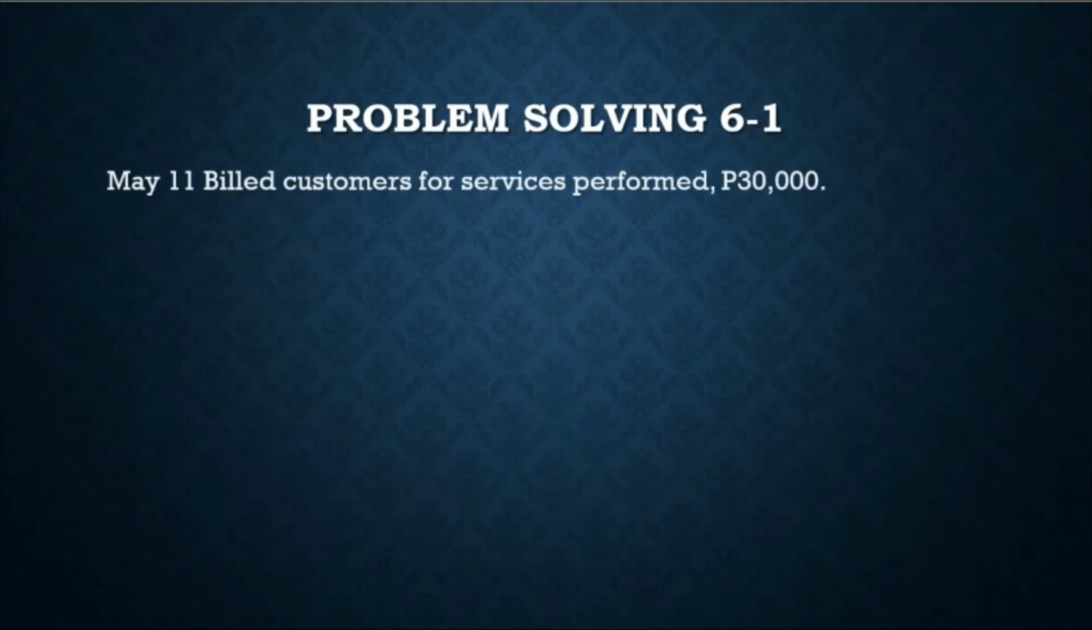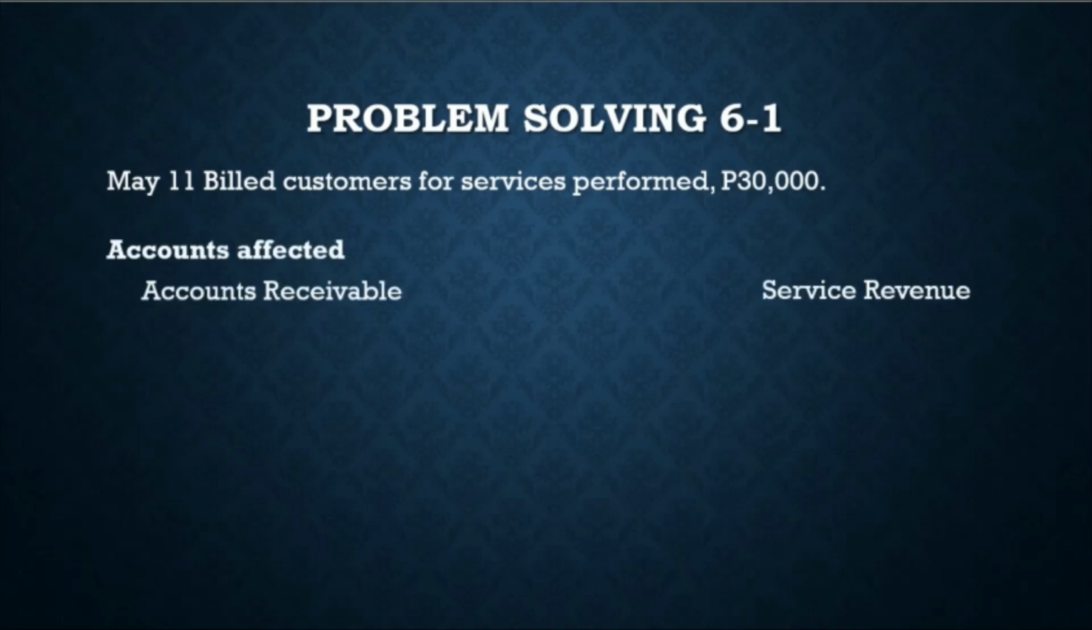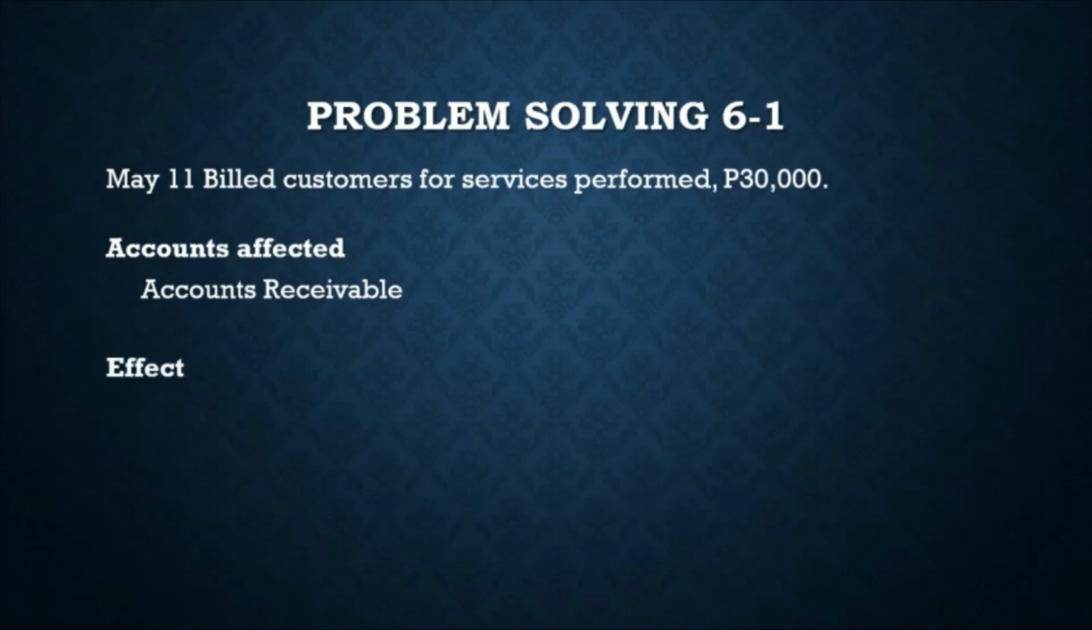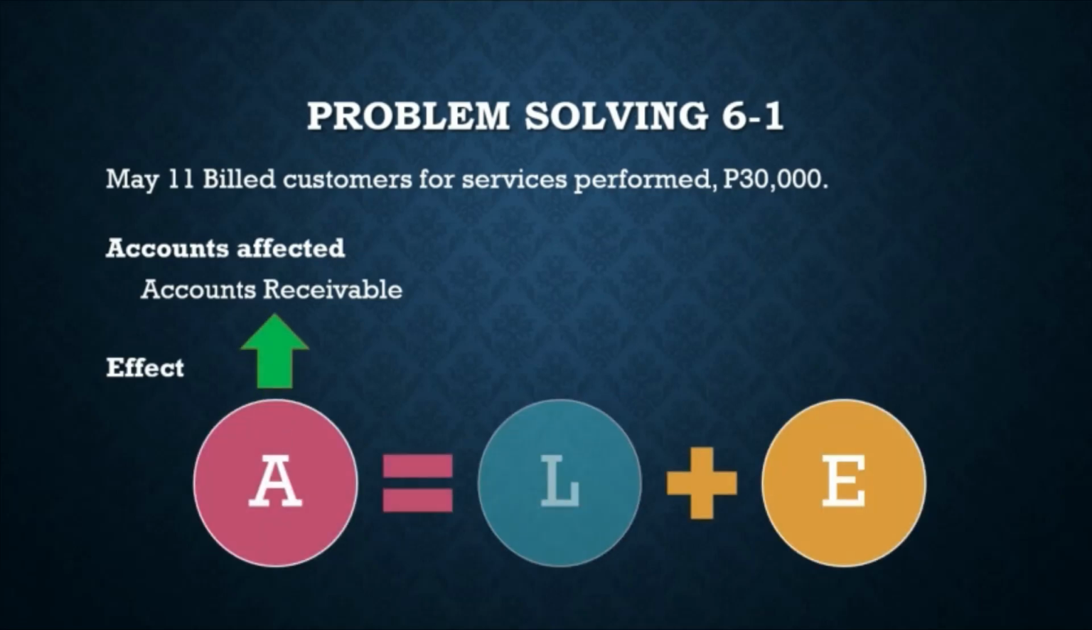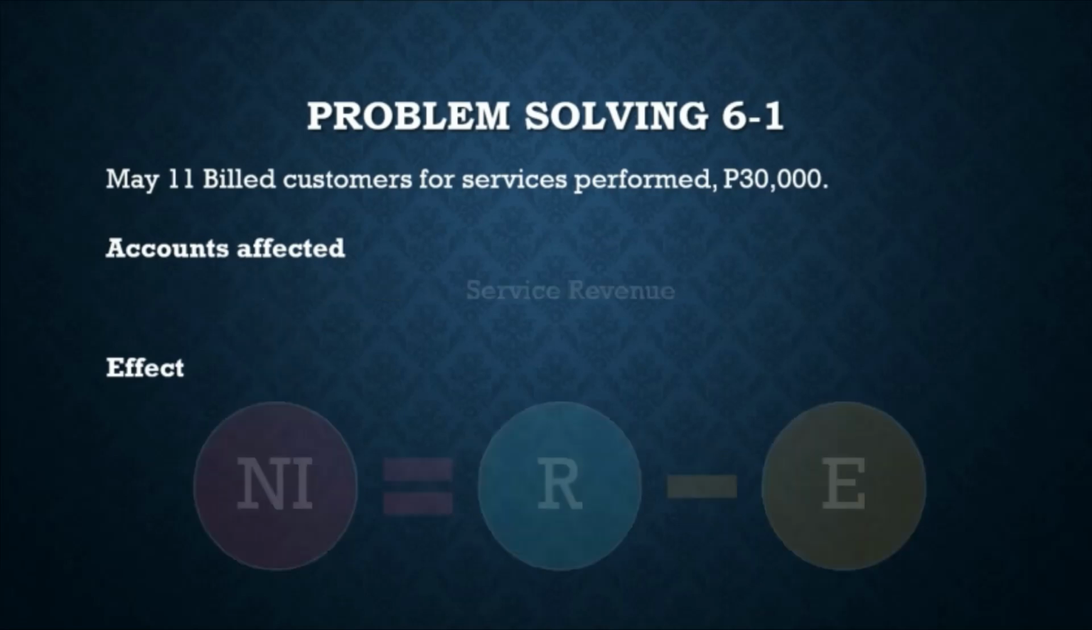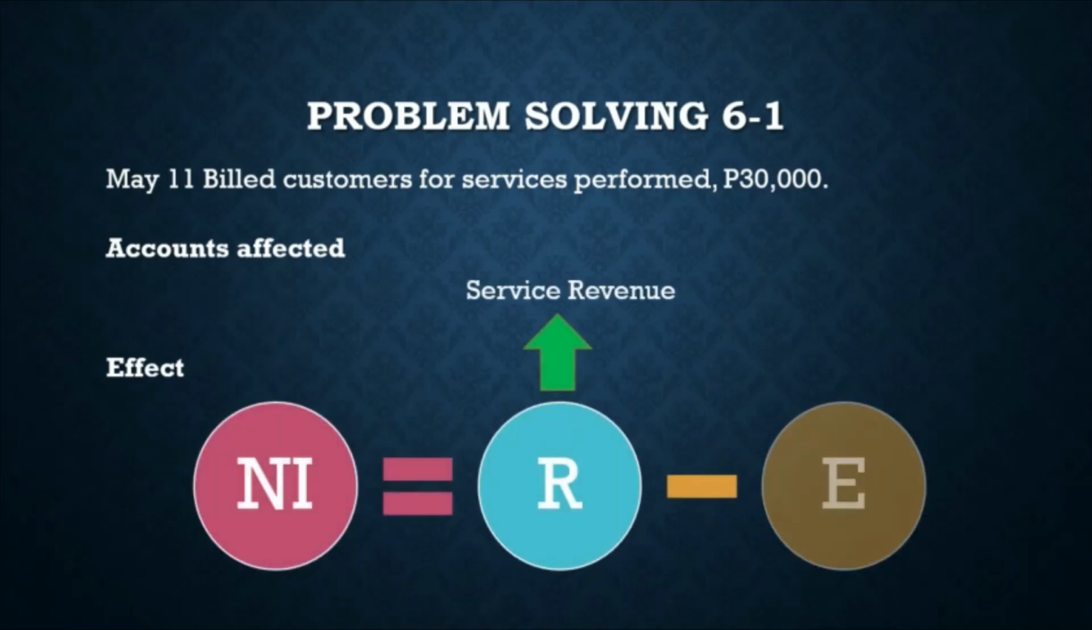The next transaction naman is on May 11, billed customers for services performed amounting to 30,000. So yung accounts affected dito ay accounts receivable at service revenue. Bakit accounts receivable? Kasi binilang natin si customer. But that doesn't mean na nakakolekta tayo ng cash. And also service revenue kasi tayo yung nag-perform ng service sa customer. So ano naman ang magiging effect sa ating accounting equation? So there will be an increase in asset kasi nadagdagan ng ating receivable at increase sa ating service revenue kasi kumita tayo for rendering services.